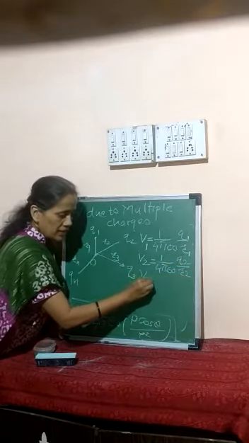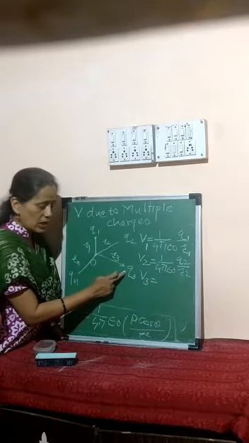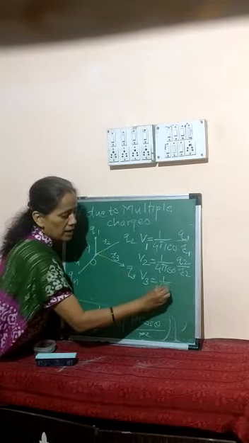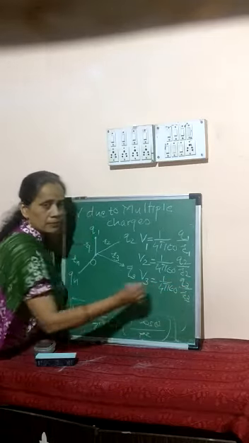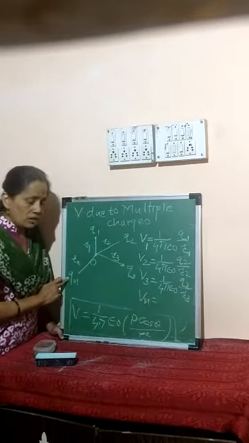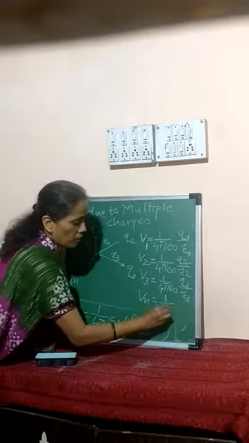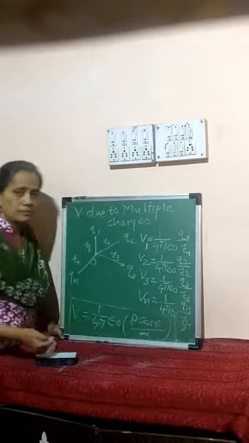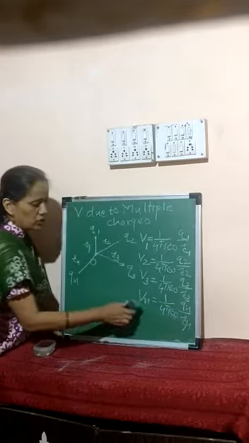Similarly, I can write for V3. V3 means the electric potential due to Q3 charge at point P at a distance of R3 is 1 upon 4 pi epsilon naught Q3 upon R3. And similarly for the Qn charge, which is at a distance of Rn, Vn can be written as 1 upon 4 pi epsilon naught Qn upon Rn. And now from that, I can find out the net potential.